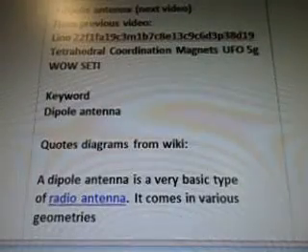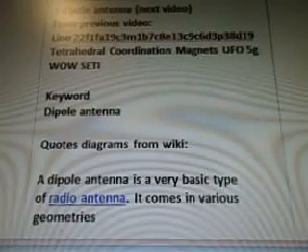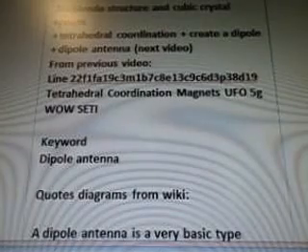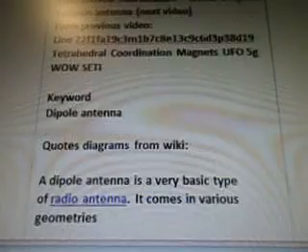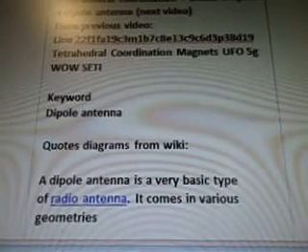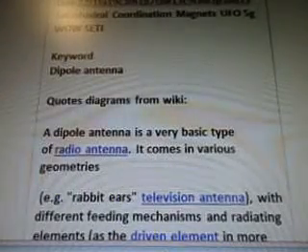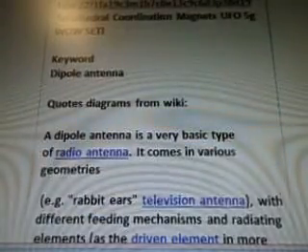So that's from our previous video, line 22f1fa19C3M1b7C8E13C9C6D3P38D19 tetrahedral coordination magnets UFO 5G Wow Seti. So it all started in that section and just broke it down from several different videos. The reason I'm keeping them together is because it's all different formulas for this bendable metal, and there's been lots of stuff mentioned about it, but this is actually where it starts showing us how to put it together. So this is a keyword for dipole antenna.